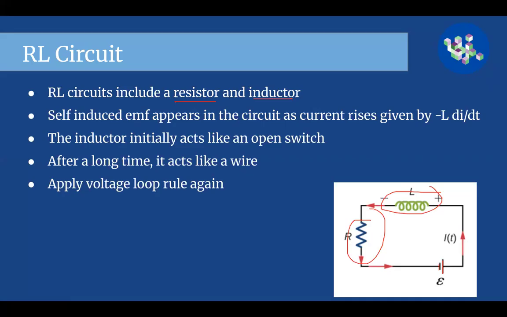Because remember, what do inductors do? They resist change. So as soon as you flip a switch that turns the circuit on, then it'll resist that change and it'll act like an open switch. So it won't let the current go through. But after a long time, it'll just act like a wire instead. The current will just be going steadily through. It's in a steady state. And to find the equation for the voltage as a function of time, we can apply the voltage loop rule again. So next slide, please.